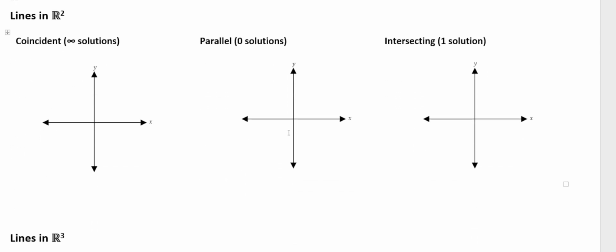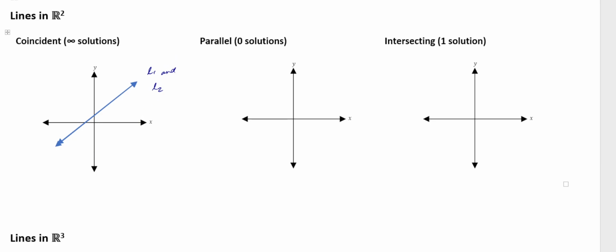There are 3 possibilities for lines in R2. You can have coincident lines. Coincident lines means that they have infinite solutions. So this is your line 1, and then your line 2 literally sits right on top of it. Line 1 and line 2 are parallel and coincident, which means that they have infinite points of intersection.